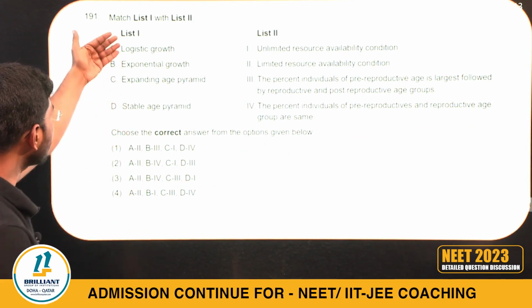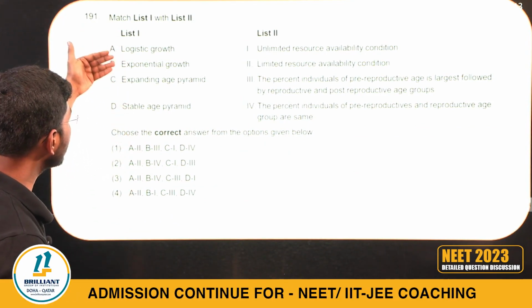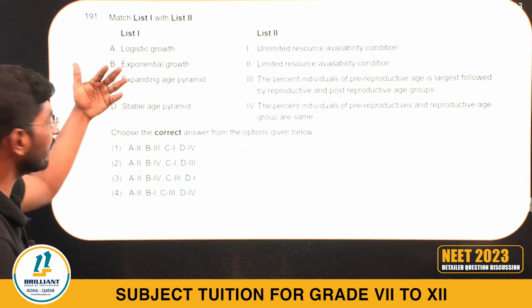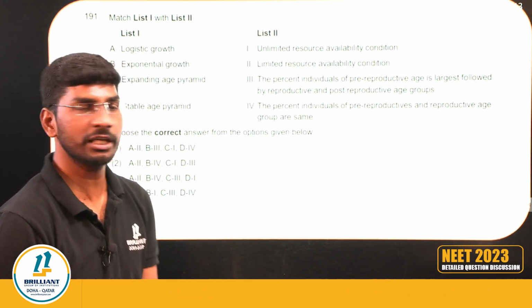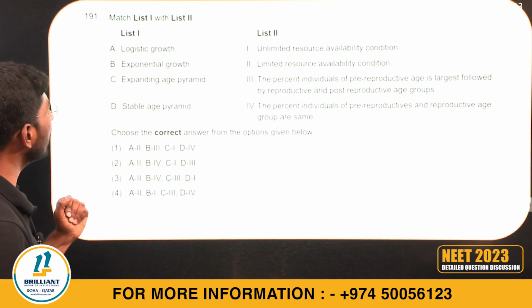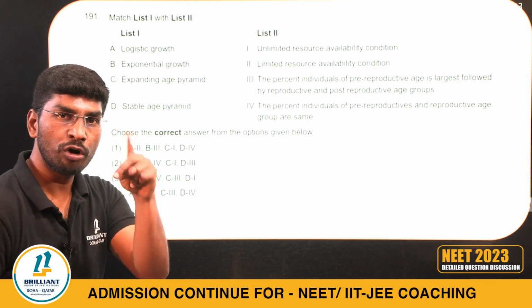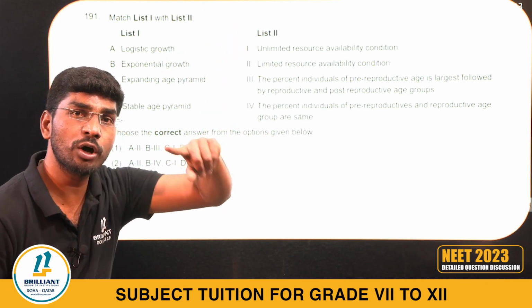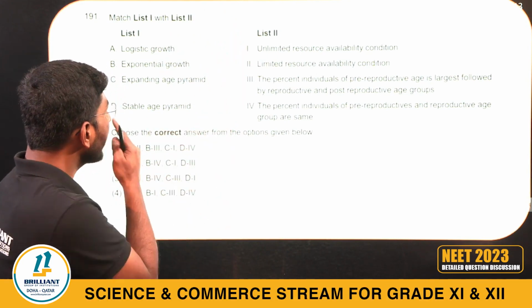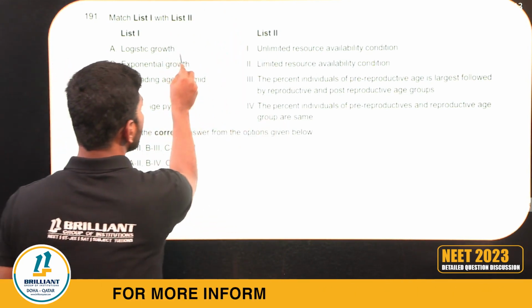Question 191. Different types of logistic growth, exponential growth, age pyramids are given, and a stable age pyramid is given. This question is from organisms and populations. There are two types of growth, logistic and exponential. Exponential is with unlimited resources, logistic is with limited resources. Limited resources are available.